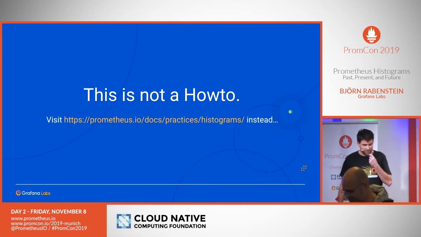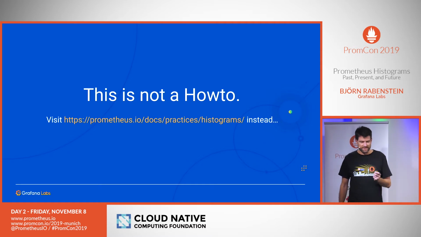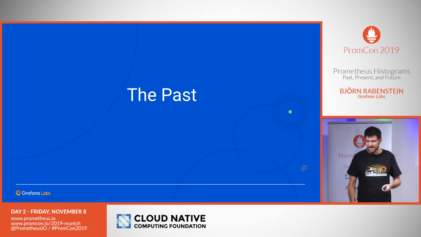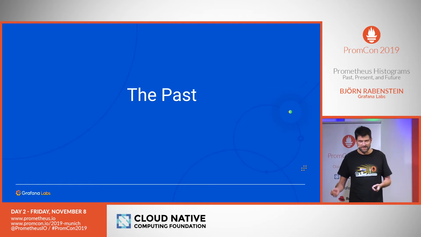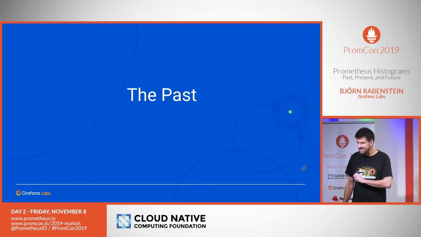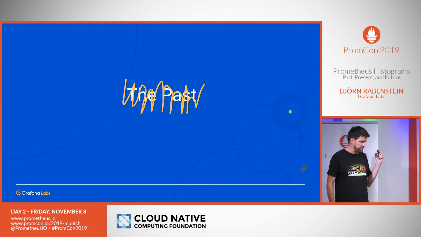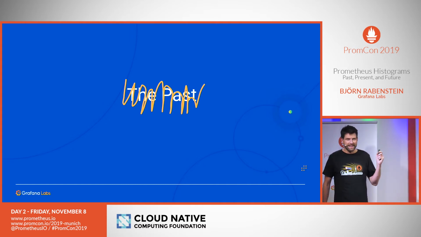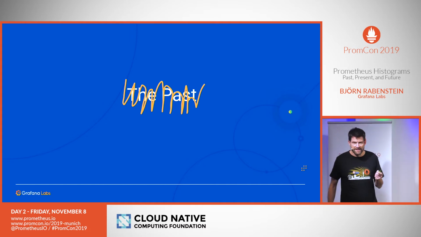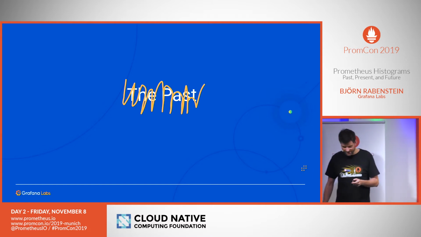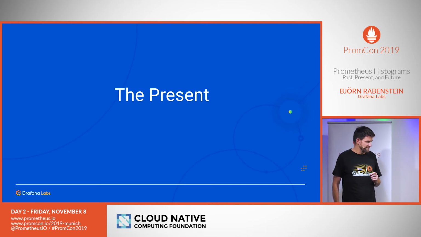So the idea of this talk was to first start with the past of histograms, not so much to explain how they work, but more why they work the way they do. I was tempted to have a subtitle like Secret History of Prometheus Histograms. Unfortunately, that was when I thought this talk would be 40 minutes. So we have to skip the past because we have only 20 minutes. I hope at some point I can give the director's cut of this talk and put all the secret history in it.